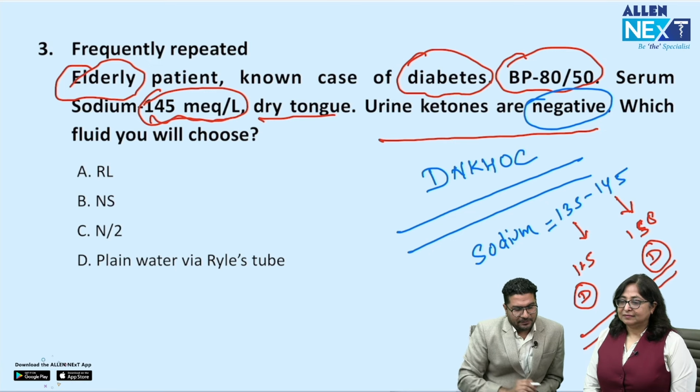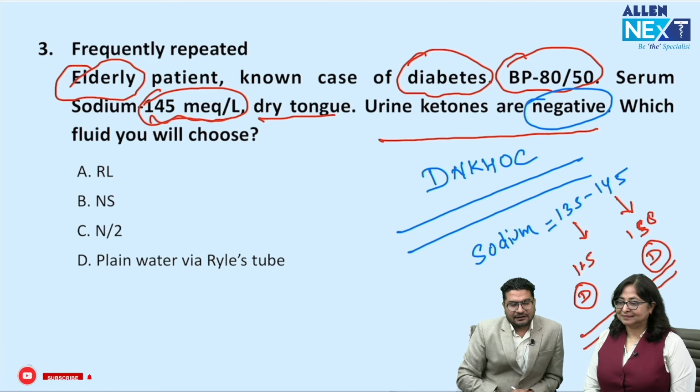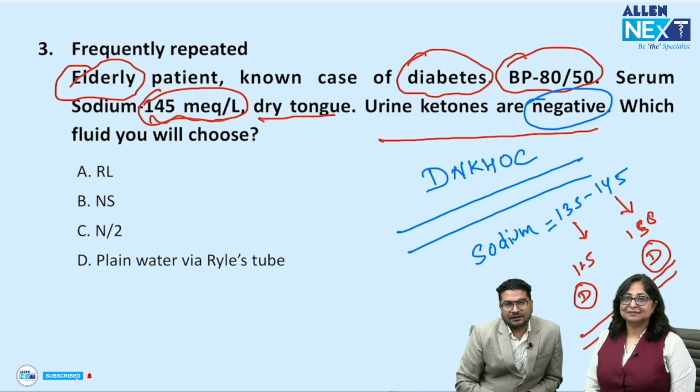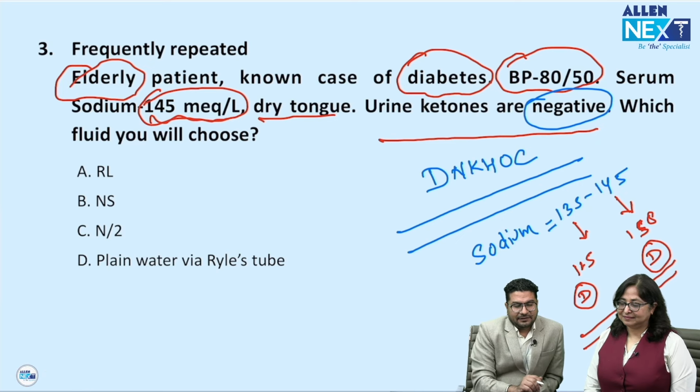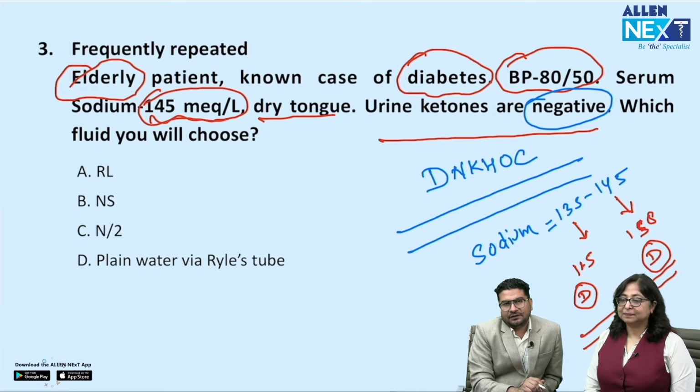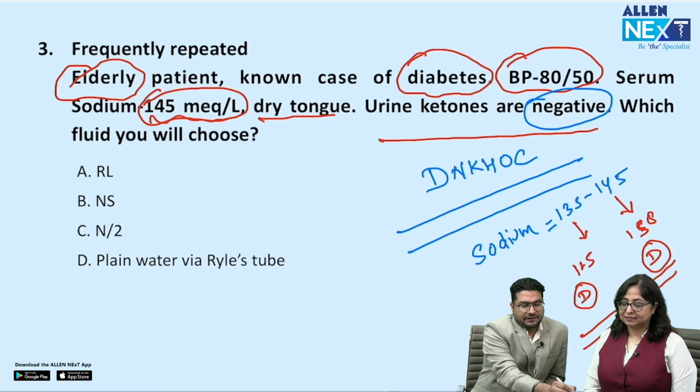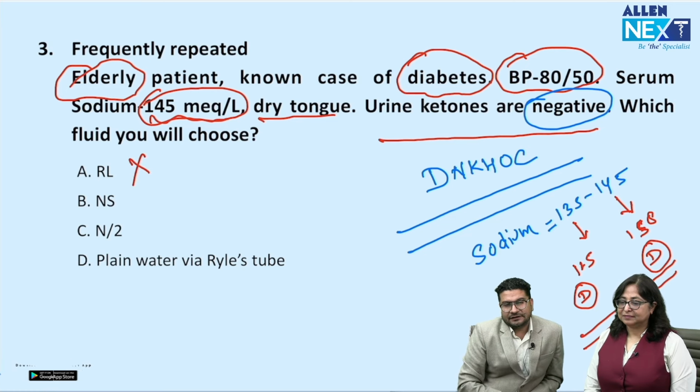So understand, let's see the options. First, you can see RL, Ringer lactate. Ringer lactate you can give? Lactate means we should avoid lactate or dextrose in any patient who has diabetes. And it is strictly avoided when it's a case of DKA. Why? Because in DKA there is already ketoacidosis and lactate can cause lactic acidosis.